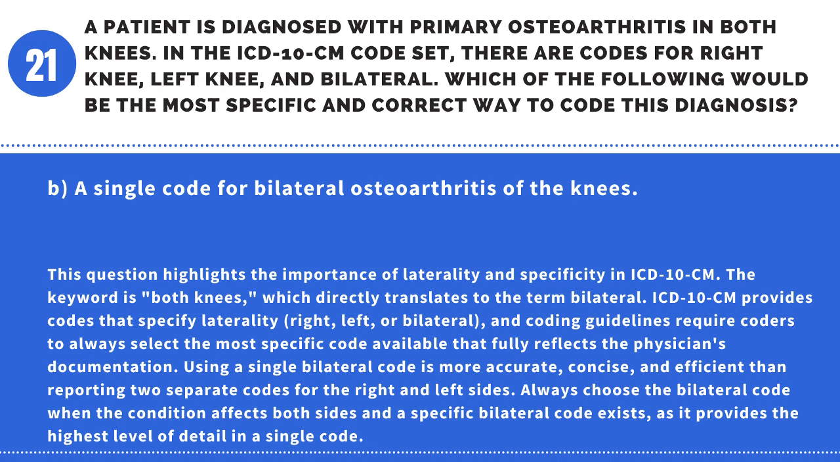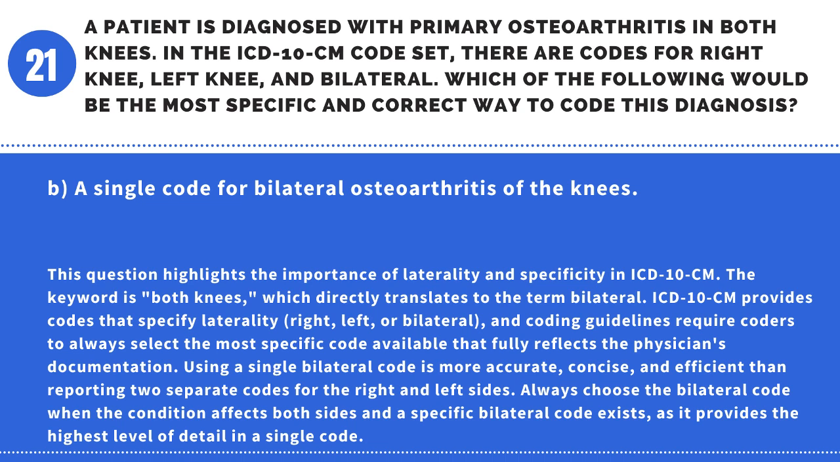Answer: B. A single code for bilateral osteoarthritis of the knees. This question highlights the importance of laterality and specificity in ICD-10-CM. The keyword is both knees, which directly translates to the term bilateral. ICD-10-CM provides codes that specify laterality, right, left, or bilateral, and coding guidelines require coders to always select the most specific code available that fully reflects the physician's documentation.